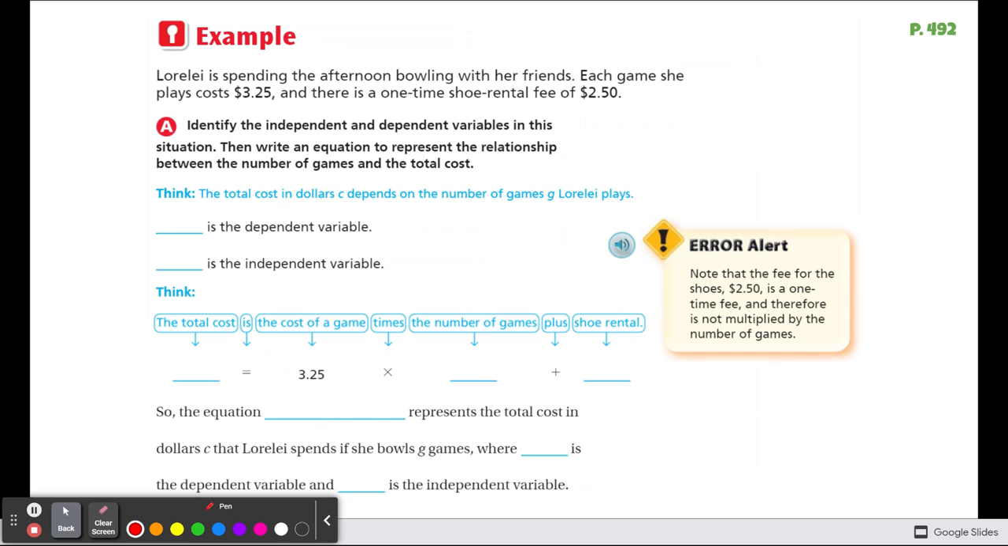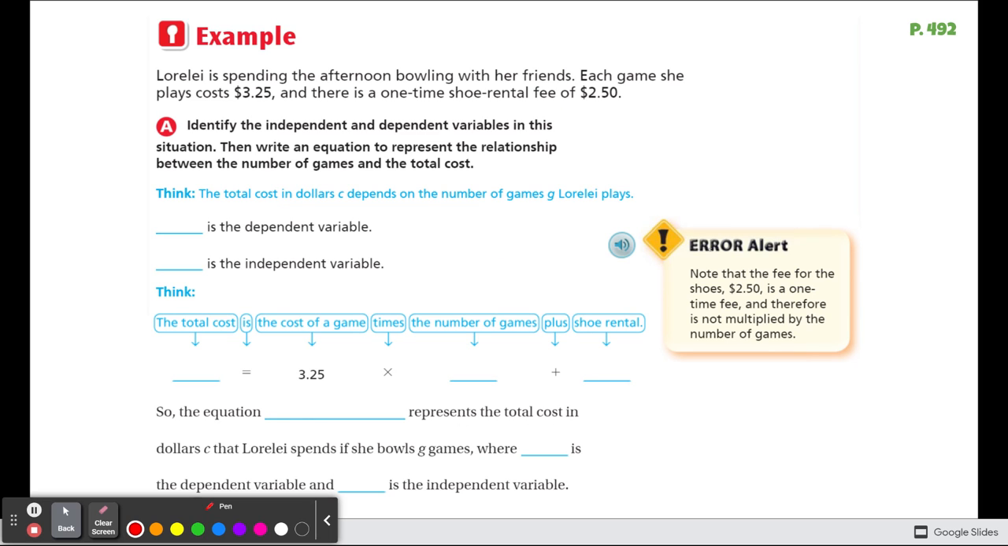All right, let's try another problem. So Lorelai is spending the afternoon bowling with her friends. Each game she plays costs $3.25, and there's a one-time shoe rental fee of $2.50. We need to identify the independent and dependent variable in the relationship. Then write an equation to represent the relationship between the number of games and the total costs.